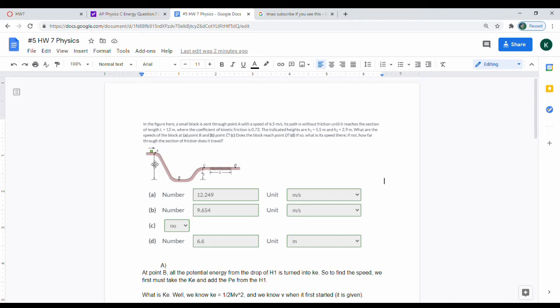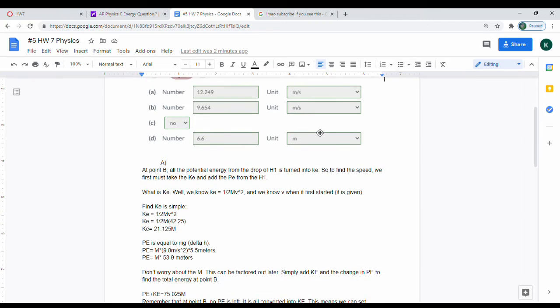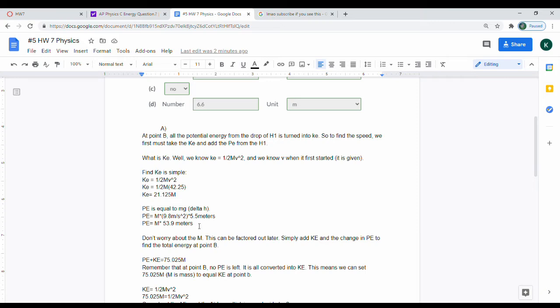This kinetic energy does not disappear. It's always still here. The difference from A to B, however, is the potential energy, which is just m times g times h. We know what h is. It's equal to h1, well, delta h1, I guess, which is 5.5. g is just 9.8, and we don't have m, so we'll keep it in terms of m. But don't worry, it can be factored out later.